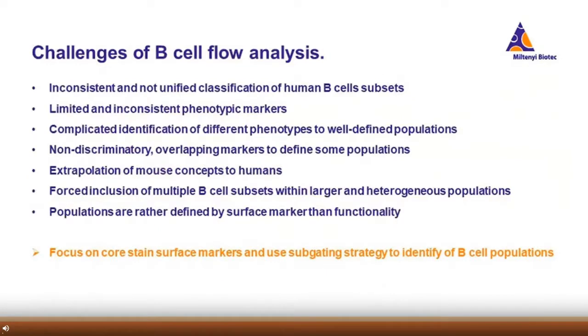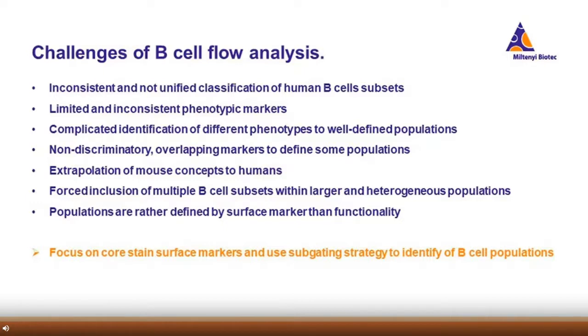And this leads us already to the challenges that you can face when you have B cell flow analysis. It's really a bit difficult because we have very inconsistent and not really classified subsets in human. We don't really have that many phenotypic markers that are really consistent. So it's really complicated to identify them because you don't have well-defined populations. They have overlapping markers, so that you have larger heterogeneous populations, which makes it really difficult. And on top of that, first mouse B cells were studied, and then all these concepts were just used for humans as well. So a lot of researchers started in the very beginning to use the very same markers for human and mouse. And as you saw before, it's just not the same. So it's really complicated sometimes.